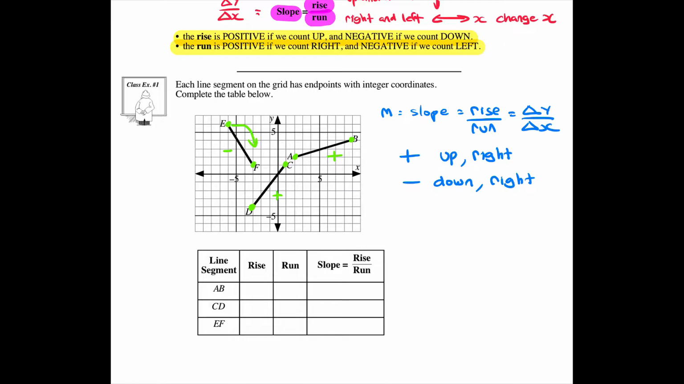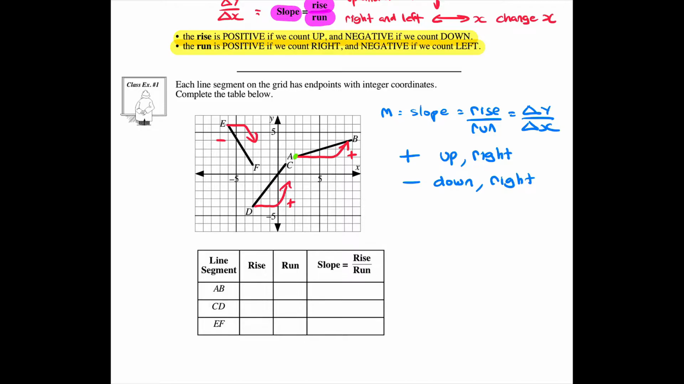So again, just to go over that one more time because it's quite important. If I look at this slope, it's moving to the right and up, that is positive. To the right and up, that's positive. And to the right and down, that is going to be negative. Okay, so looking at the table below, they want us to fill in the rise and the run of line segment AB, line segment CD, and line segment EF.